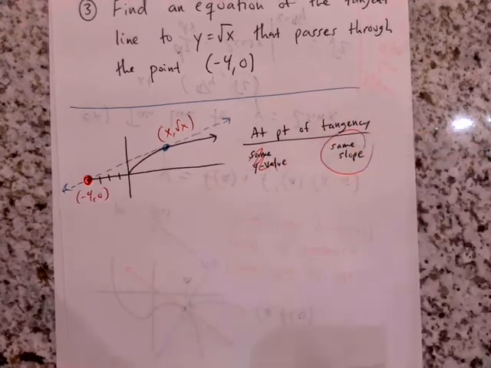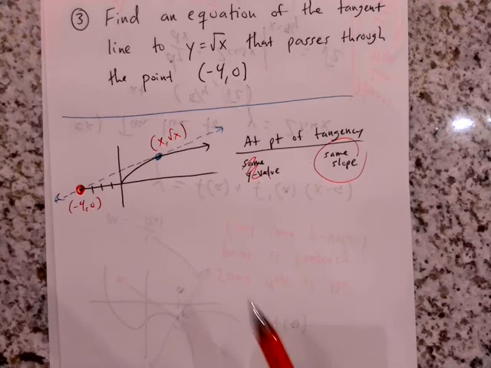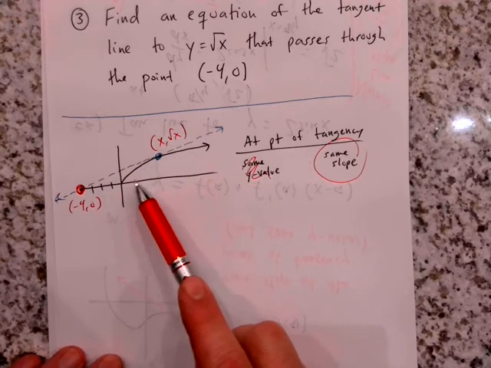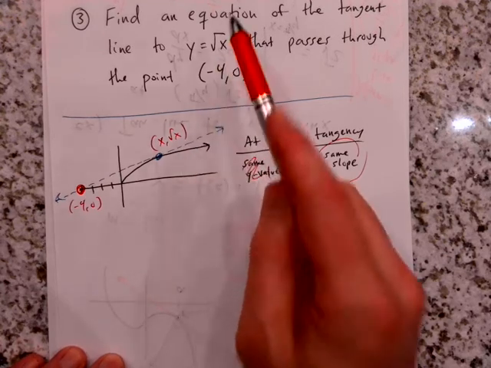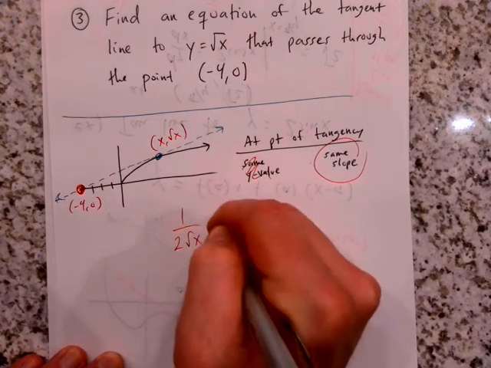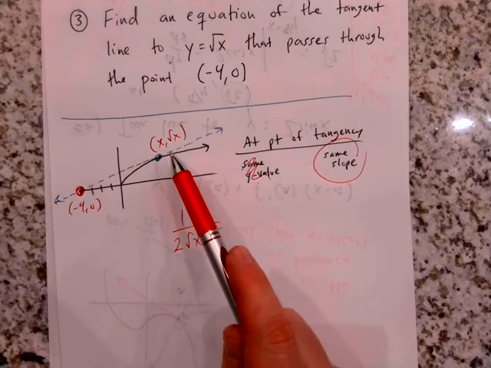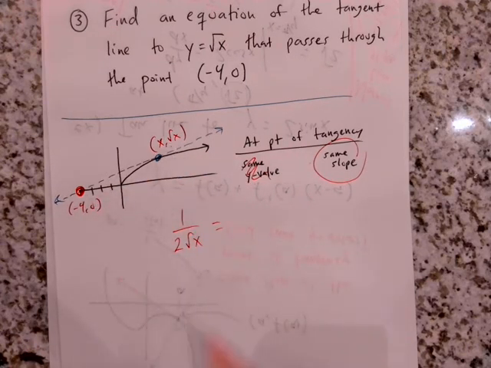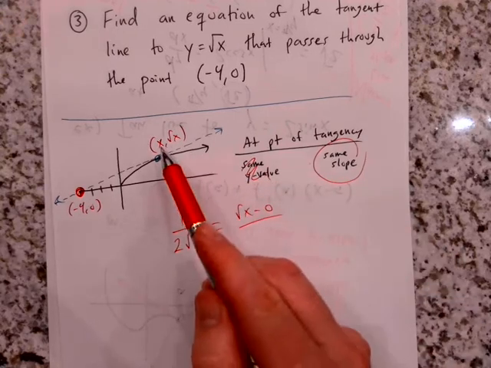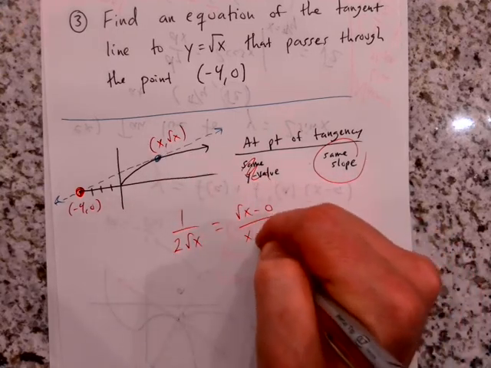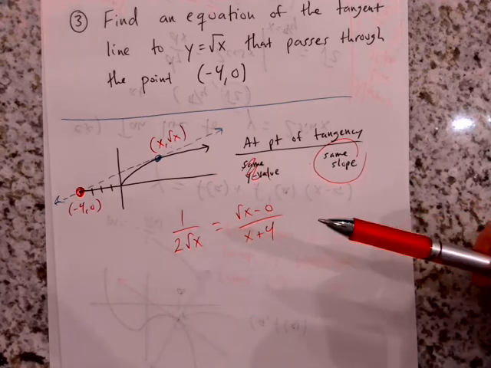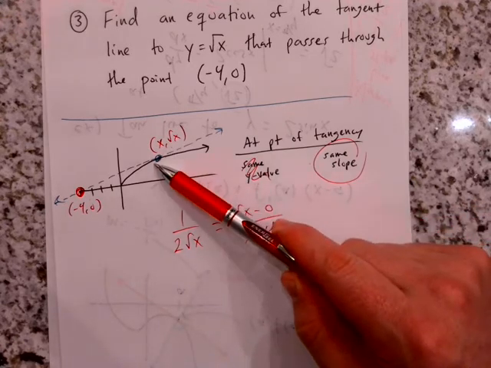The same slope, that's what we can use, because we have two ways to express the slope of this tangent line. We have the derivative, which, the derivative of root x is 1 over 2 root x. And we also have the difference between these two points, right? The change in y, root x minus 0, over the change in x, x minus -4.